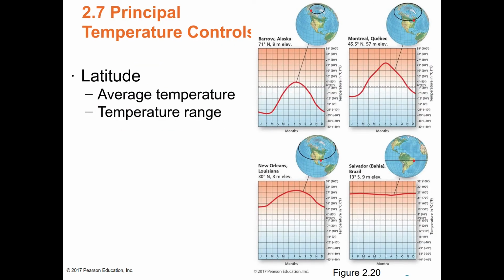Latitude is the most important factor of temperature, both average and temperature range. Oh, it just occurred to me, I should have the average temperatures here too. So you can see, 13 degrees south in Brazil, this red line is their temperature profile. At low latitude, at the equator, there is a low temperature range, but high temperature. Looks like it's 80 degrees all year long.